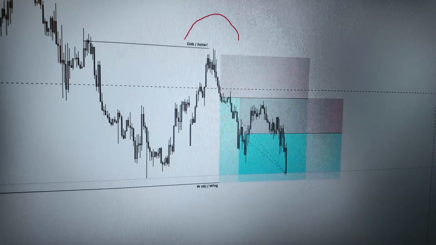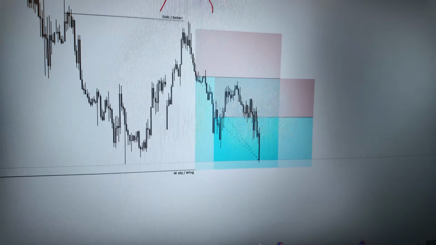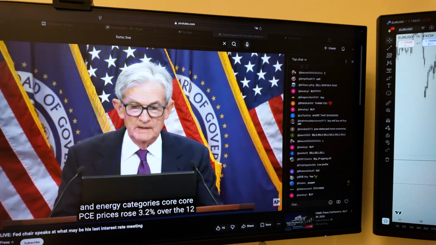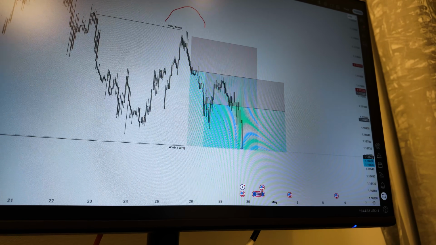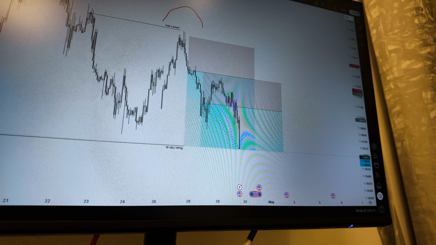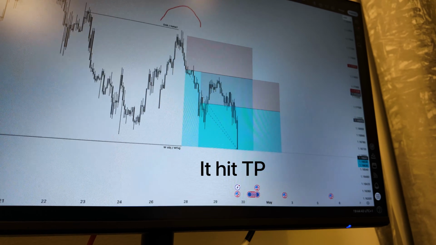And yeah, let's see if we can get that final push to take out the weekly FVG. We got Powell here. Have to close with it. I'm still up. The speech is ongoing, but it doesn't matter.